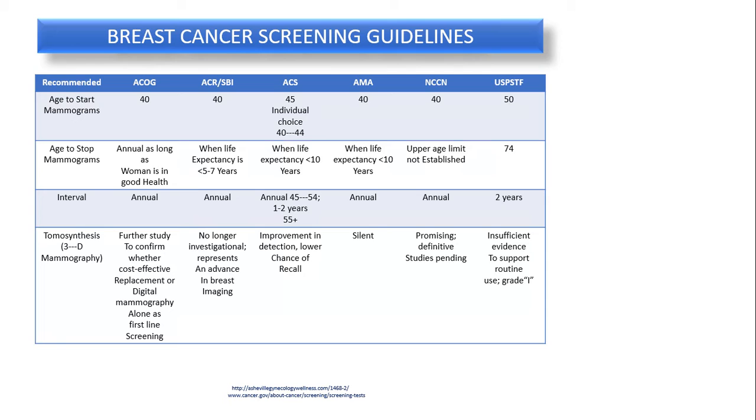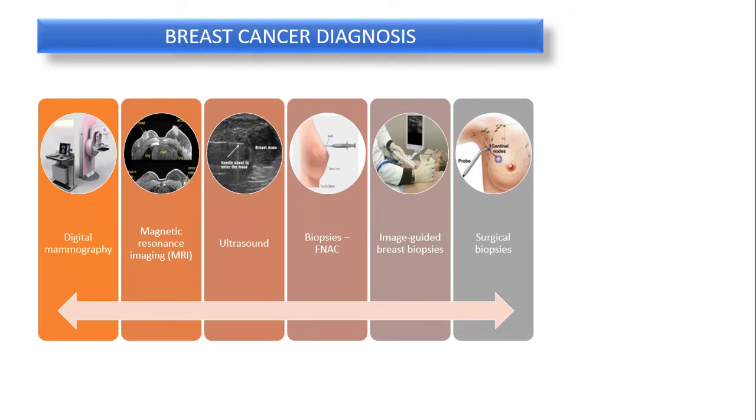So these are the international guidelines. In every guideline, ACOG, ACR, ACS, they recommend that every woman should do annual mammography. And a high-risk woman should begin at an early age, around 30 to 35 years. So these are the international guidelines on when and how to do mammography. And then diagnosis.